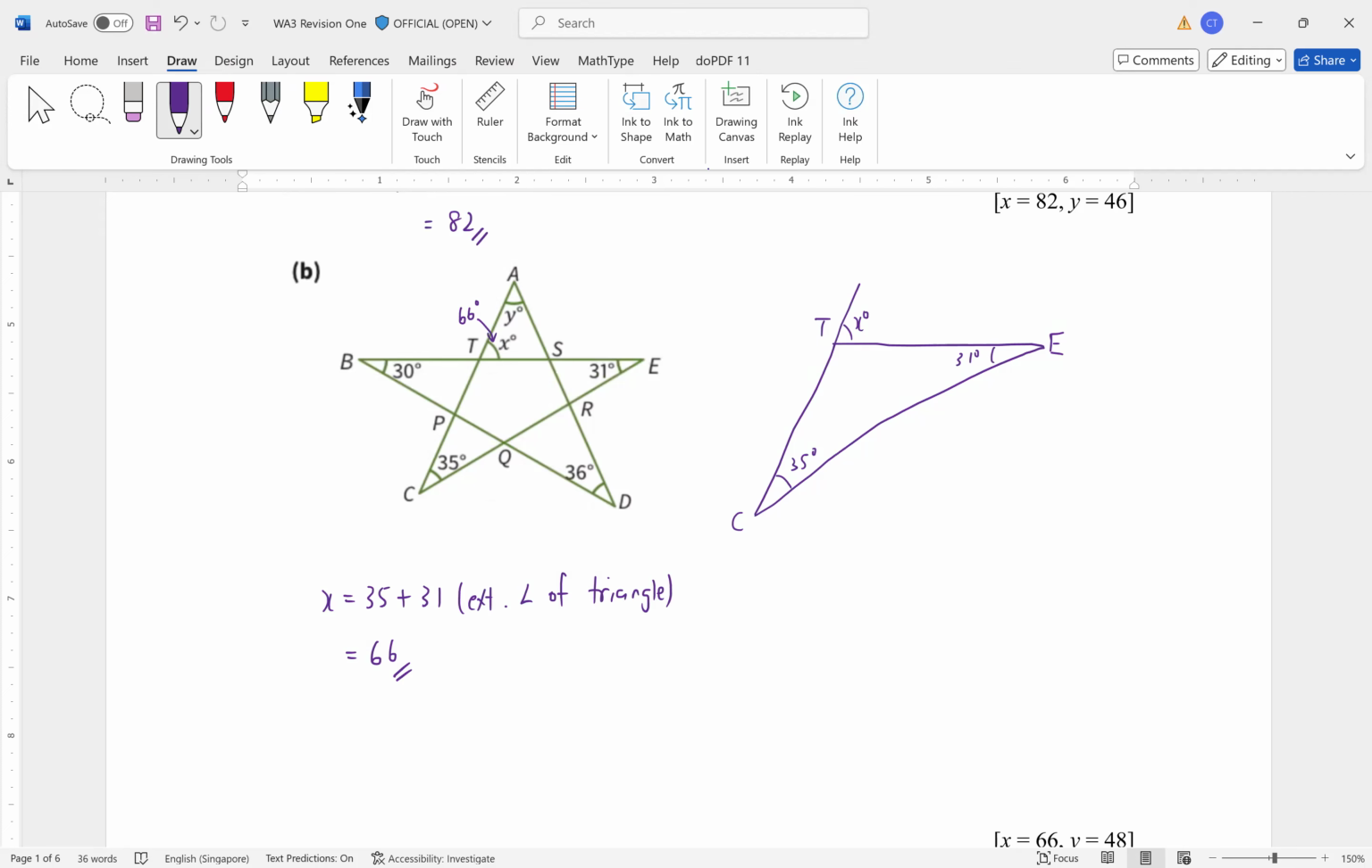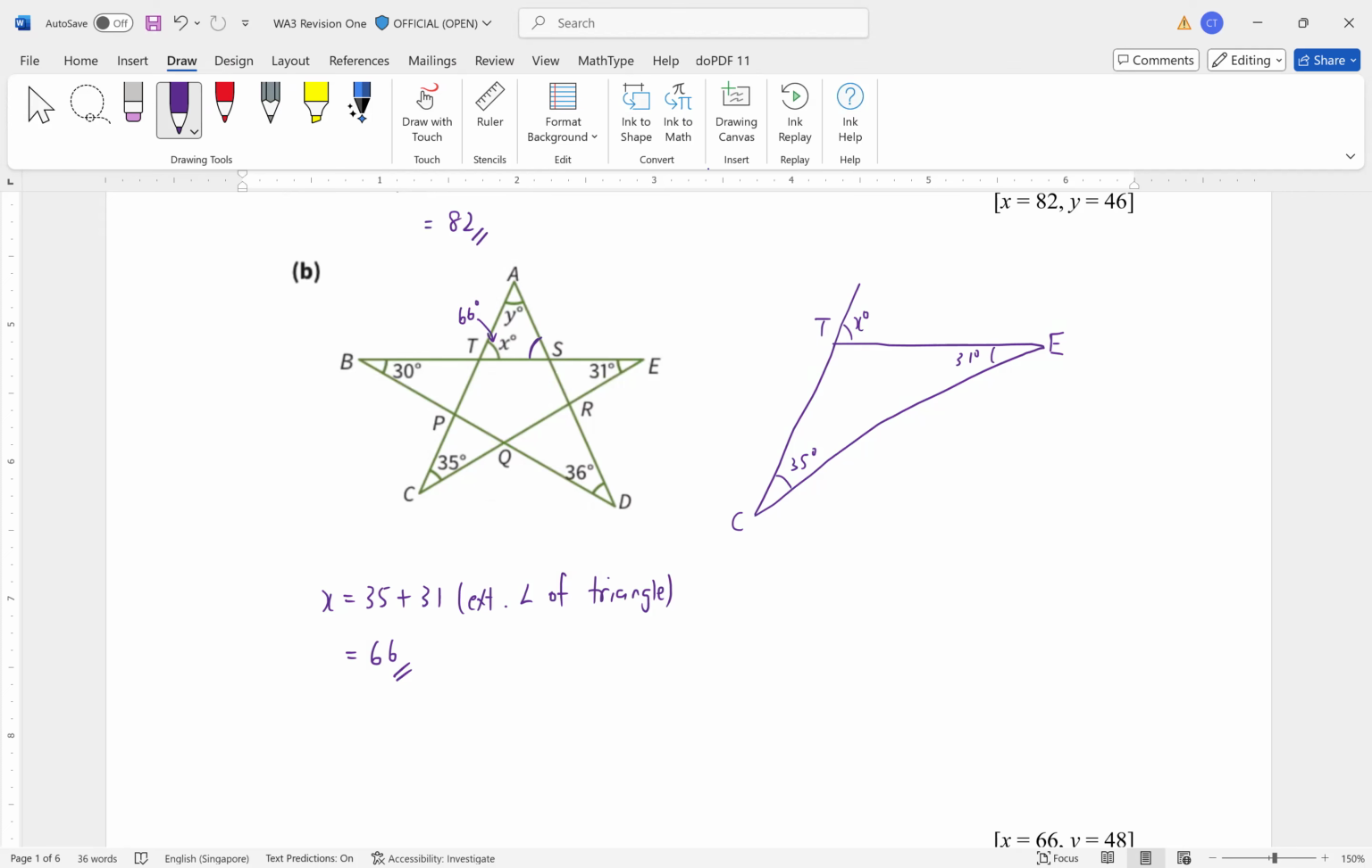Okay, so Y is in the same triangle as X. Okay, so if only I know this one, I can find this angle ASB. If I can find AST or ASB with the same angle, then I'll be able to find Y already because 180 minus the other two angles will give me Y. So maybe you can think of how you can find this angle AST over here.